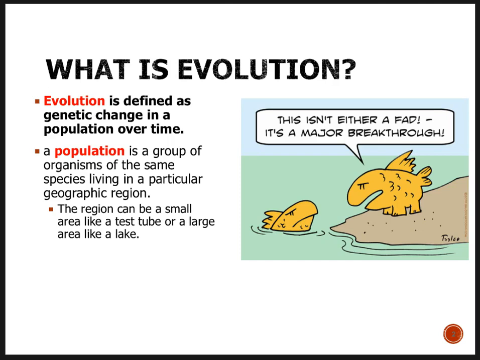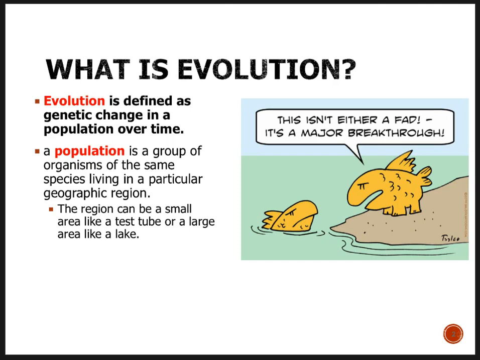So, this region can be pretty small. You could talk about the population of fish in a pond, right? Or a test tube. Or it could be something really large, like the fish in Lake Michigan. With a population, you have to define what that region is. So again, they have to be the same species, though. That's pretty critical. So evolution is genetic change in a population over time.